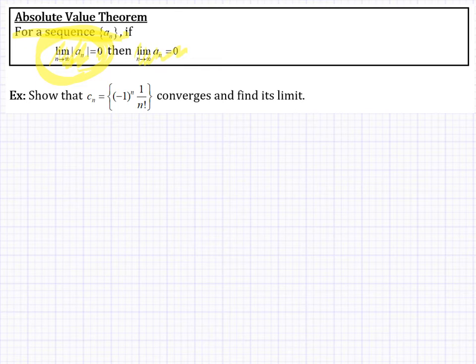In which case then we can look at that sequence in a simpler form. And if it happens to equal 0, then the sequence itself without the absolute value should also equal 0. And the reason is kind of similar to that last example.